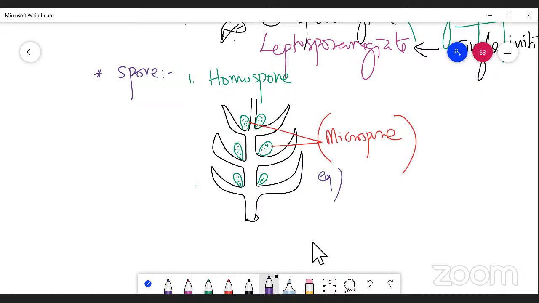I'd like to give an example: Lycopodium. Any one type of spore originates from beneath a sporophyll. This is called a microsporophyll.